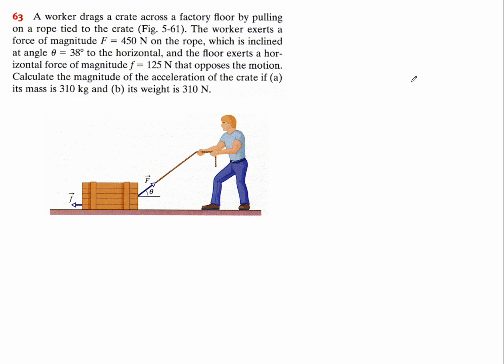Worker drags a crate across a factory floor by pulling on a rope tied to the crate. The worker exerts a force of 450 newtons on the rope, which is inclined at an angle of 38 degrees to the horizontal. And the floor exerts a horizontal force of magnitude 125 newtons that opposes the motion.